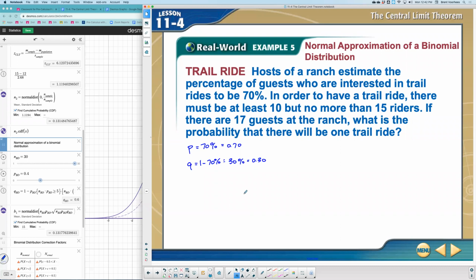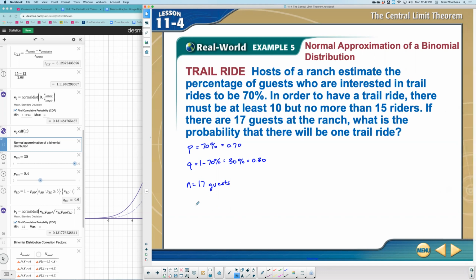It says, in order to have a trail ride, there must be at least 10, but no more than 15 riders. If there are 17 guests at the ranch, what is the probability that there will be one trail ride? Okay, so we need to come up with, out of these numbers, which one is our sample and so on. How many guests are there? The answer is there's 17 guests. So here's our deal. We have 17 guests, but we want the probability that the random amount of samples to be between 10 and 15.